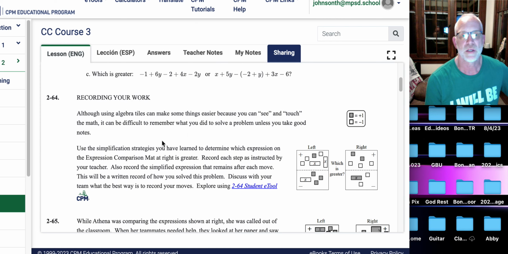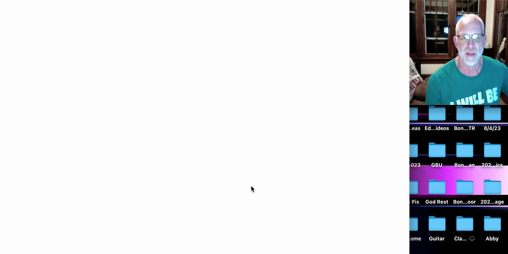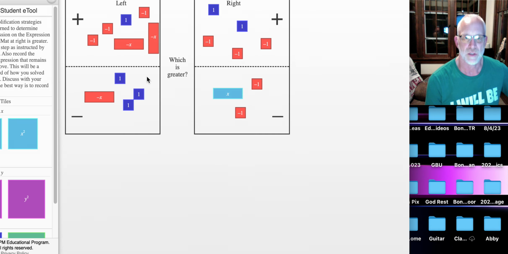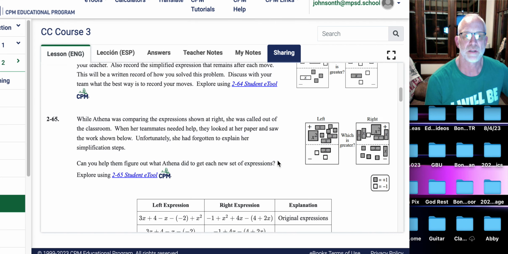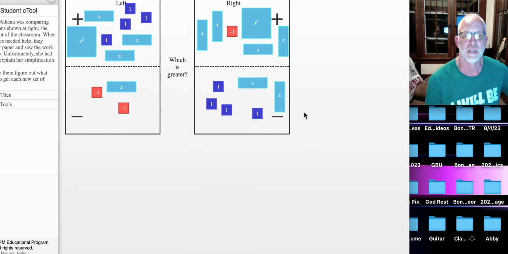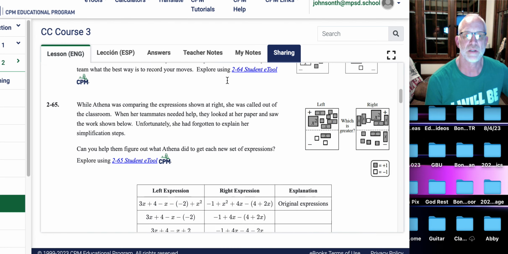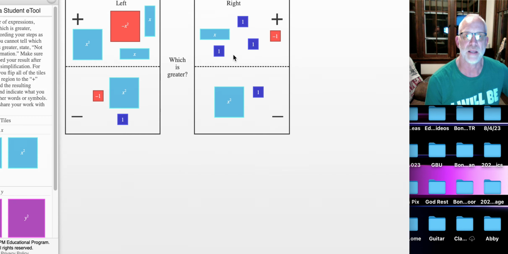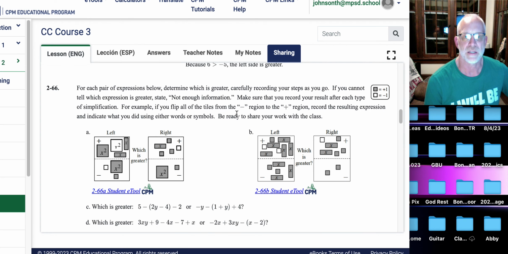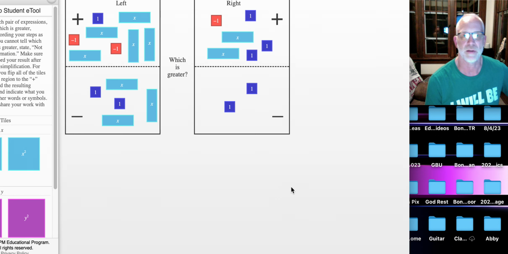And what did we say? 64. Here we go. We want to simplify this on a comparison mat. So simplify this one, that's 64. Then the next one is to solve this one, 65. And then the next one is to solve this one, 66. There's 66A, solve that one, and 66B, solve that one.